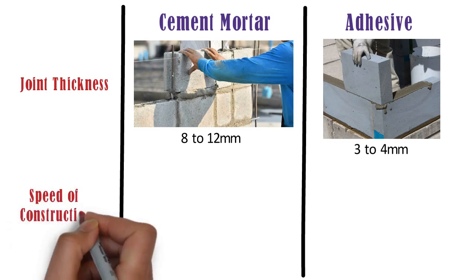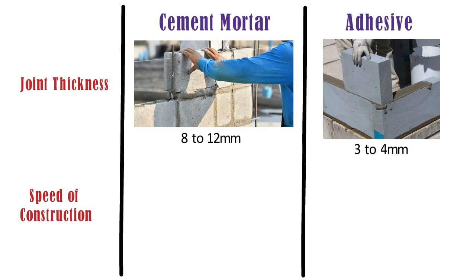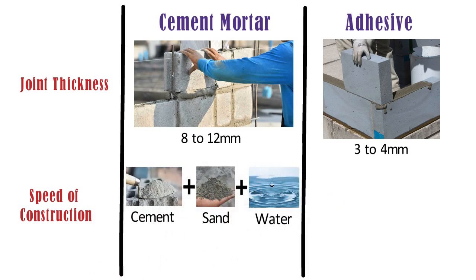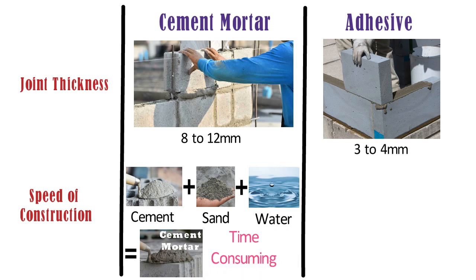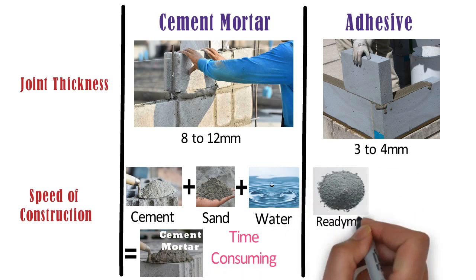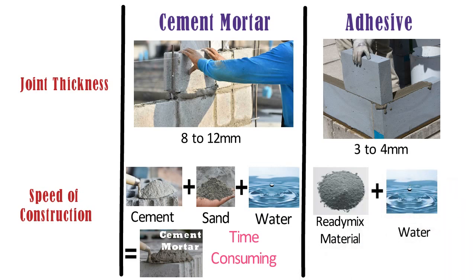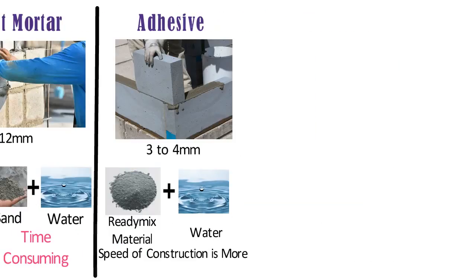Speed of construction. In case of cement sand mortar, the raw materials such as cement, sand, water are to be correctly proportioned and then mixed carefully to obtain the paste, which is a time-consuming process. Whereas AAC block adhesive is a ready mix material and only water is to be added in it for application, so the speed of construction is more.